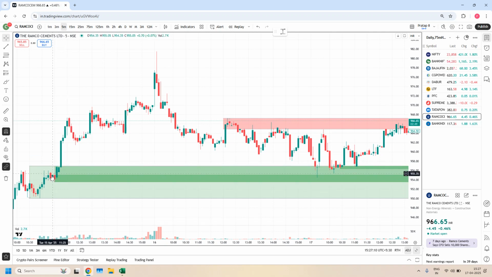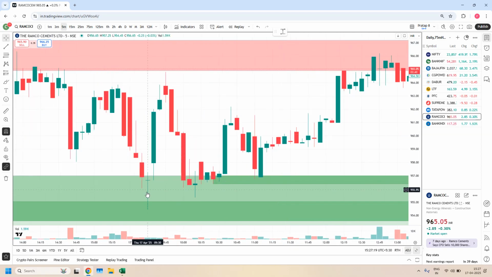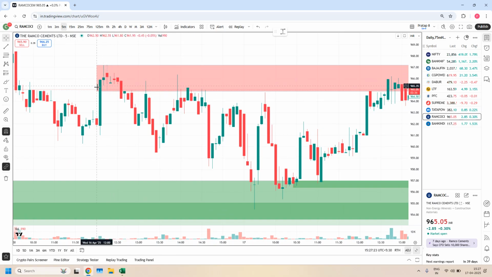Okay, so with this 5-minute zone, prices entered today. At what time did they enter? Today morning 9:35 minutes candle. You got the trade and here you have a 15 minutes target.